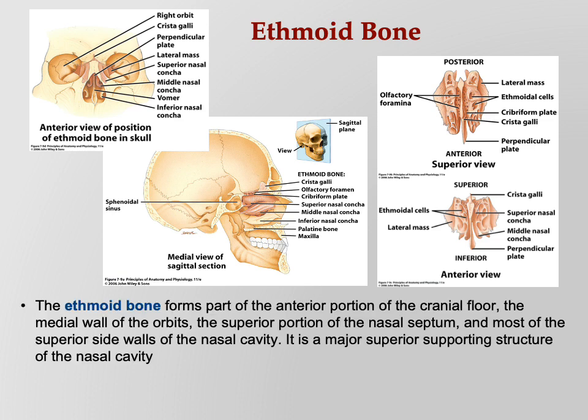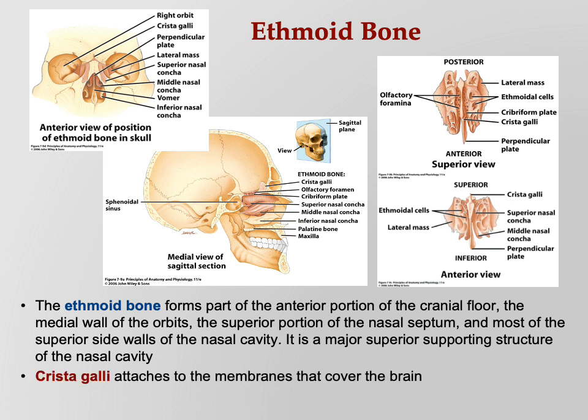Let's start talking about the ethmoid in general and the various parts. So it forms part of the anterior portion of the cranial floor, the medial wall of the orbits, the superior portion of the nasal septum, and most of the superior side walls of the nasal cavity. Whew. It's a major superior supporting structure of the nasal cavity. It's an important bone. It's a cranial bone. It forms part of the entire integrated complex of bone that your brain sits in and that holds everything together. So it's an important bone. It's just difficult to see from the outside and to see all of it at once.